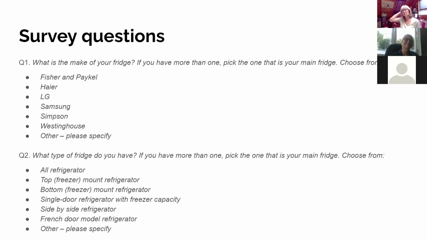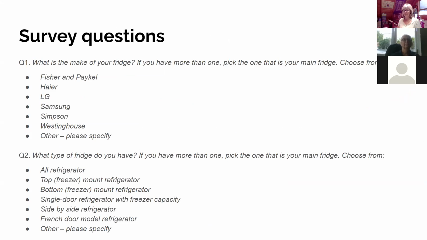So I just want to talk briefly about the 2 questions. So the 2 questions that are there now is what is the make of your fridge, and then if you have more than one, pick the one that is your main fridge and choose from. And then the second question is what type of fridge do you have? If you have more than one, pick the one that is your main fridge and choose from. So these questions here, I've developed them obviously, but they've been through a process.